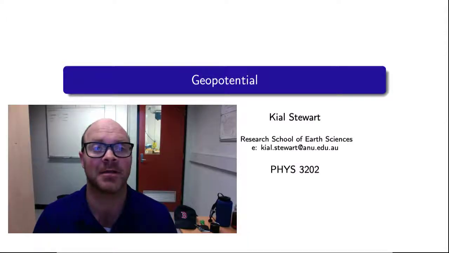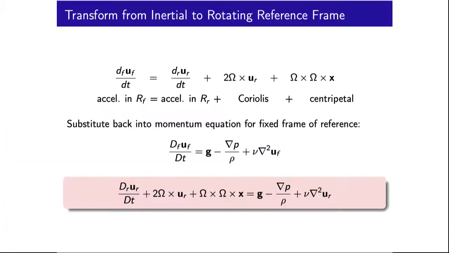This video examines the centripetal term that popped out of the transform between the inertial and rotating frames of reference. Following on from the last video, here we have the Navier-Stokes momentum equation in terms of the velocities in the rotating reference frame, UR, which includes the Coriolis term and the centripetal term.